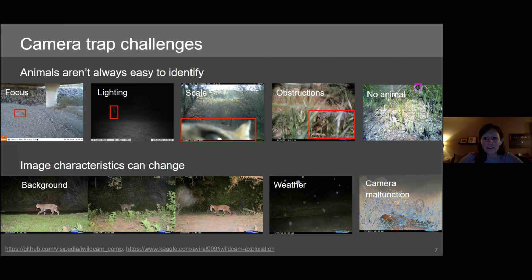I have a question. Do you happen to know roughly what percentage of the photos are good versus bad? Like how many of them, is a large percentage problematic? I don't know. I'm not sure. Do you mean in this data set or in general?